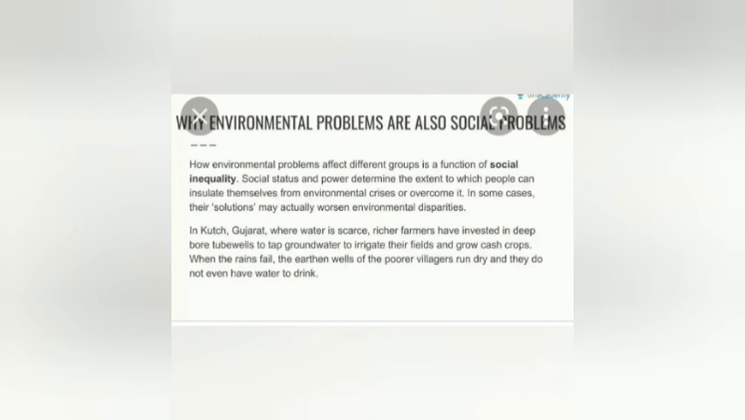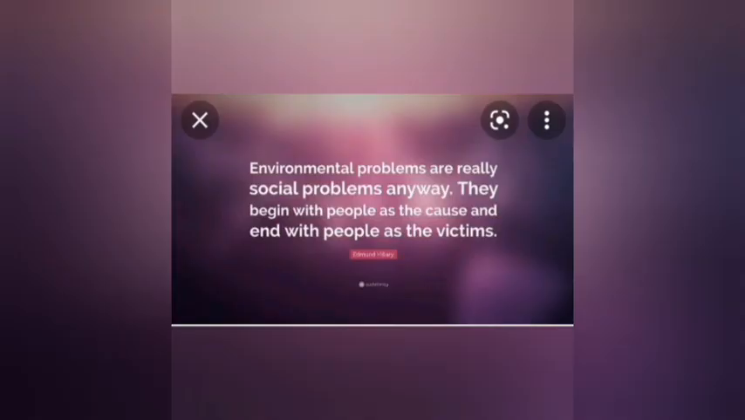For example, in Kutch, Gujarat, where water is scarce, richer farmers have invested in deep bore tube wells to tap groundwater to irrigate the fields and grow cash crops. When the rains fail, the earthen wells of the poorer villages run dry, and they do not even have water to drink. So to overcome this, I would conclude the chapter with a few thoughts.